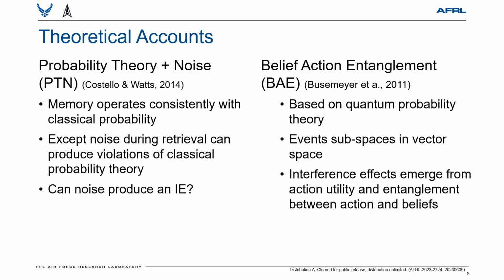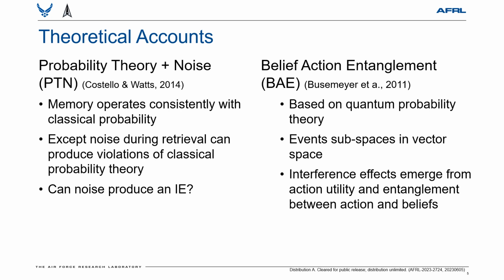We will consider two models which are based on different probability theories. One is based on CPT while the other is based on QPT. The model based on CPT is called the probability theory plus noise model, or PTN. According to the PTN, memory is organized and operates consistently with CPT, except noise in the retrieval process can produce violations of CPT. Prior research shows that the PTN can account for violations of CPT, such as the conjunction fallacy. Our primary research question is whether the PTN can also produce interference effects.